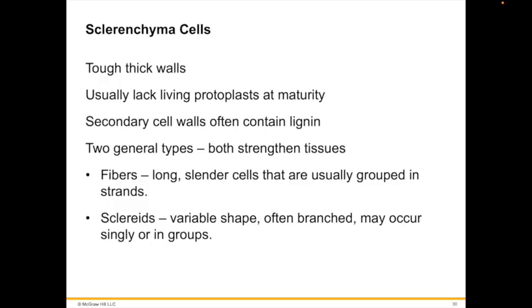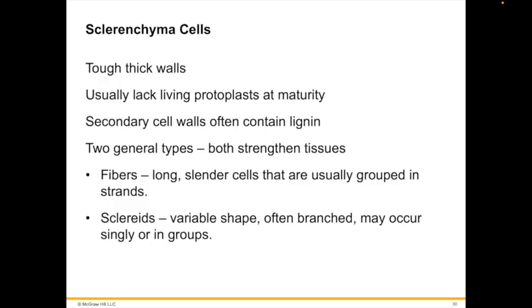Sclerenchyma is present in two general types, fibers and sclereids. Fibers are long, slender cells that are usually grouped together in strands. Linen, for example, is woven from strands of sclerenchyma fibers that occur in the phloem of flax plants.